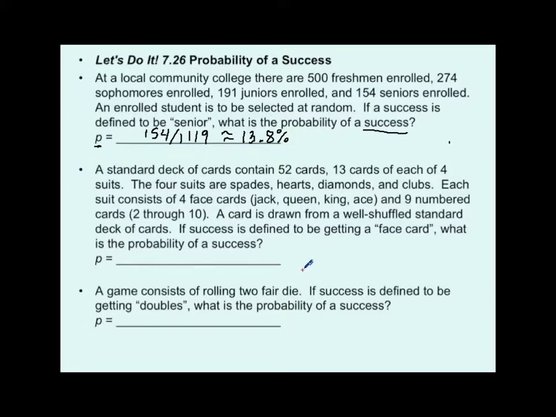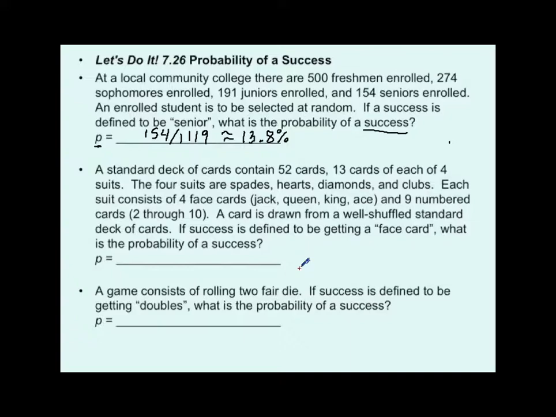We've got a standard deck of cards containing 52 cards, 13 cards of each of the four suits. The four suits are spades, hearts, diamonds, and clubs. Each suit contains four face cards, which I don't completely agree with. I've always defined face cards as Jack, Queen, King, but Martha and Brenda decided it's Jack, Queen, King, and Ace, and 9 numbered cards from 2 through 10. The card is drawn from a well-shuffled standard deck of cards. A success is being defined as a face card. What is the probability of success?